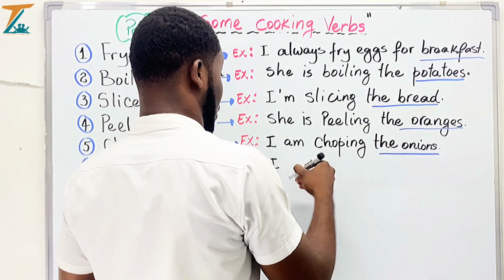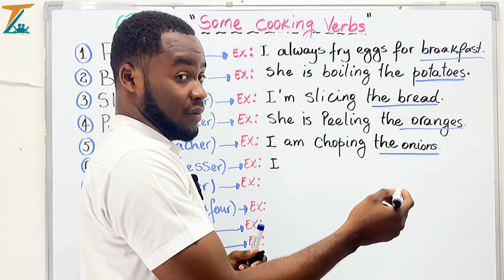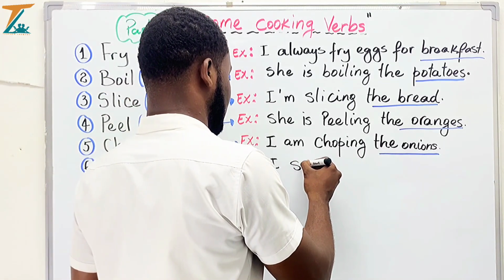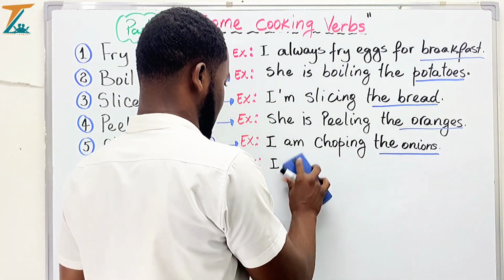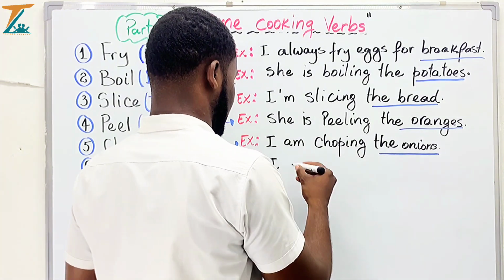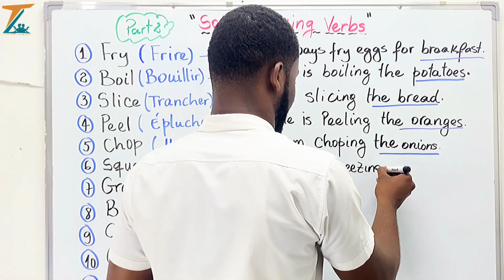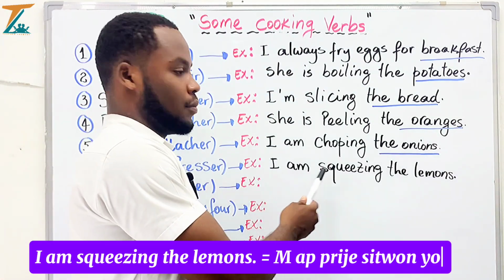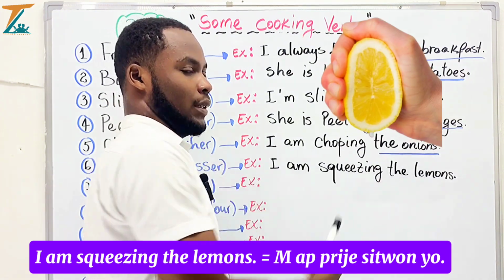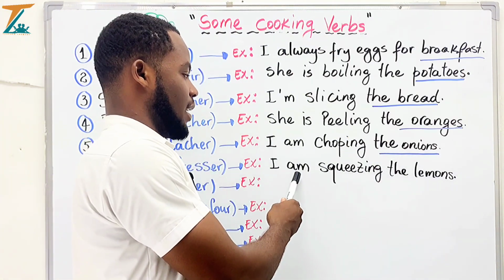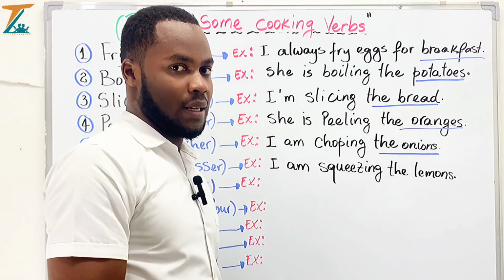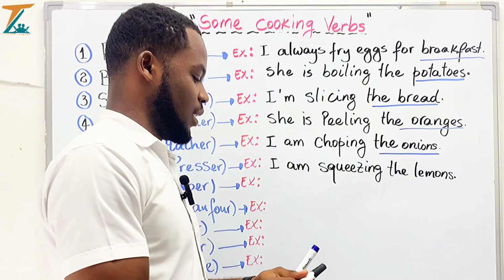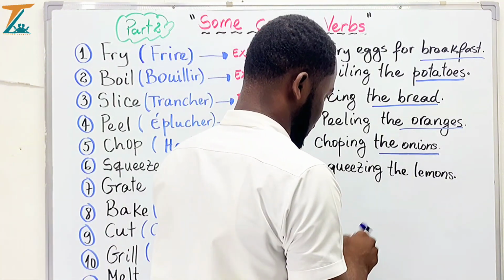I can say I am if I'm doing it, or I can use I. Let's say I am instead, guys. Okay, let's repeat together. I am squeezing the lemons. One more time. I am squeezing the lemons. I am squeezing the lemons means ma prige citron yo. Comment on dit citron? I say lemons.